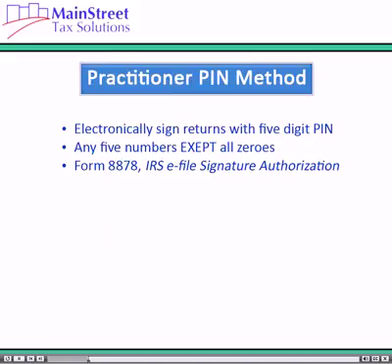If you use a practitioner PIN, you enter the PIN that the taxpayer chooses, which is a 5-digit number that can contain any numbers other than all zeros. You then have the taxpayer sign Form 8879, IRS e-file signature authorization. The taxpayer signs this form to give you permission to enter their PIN in the return.